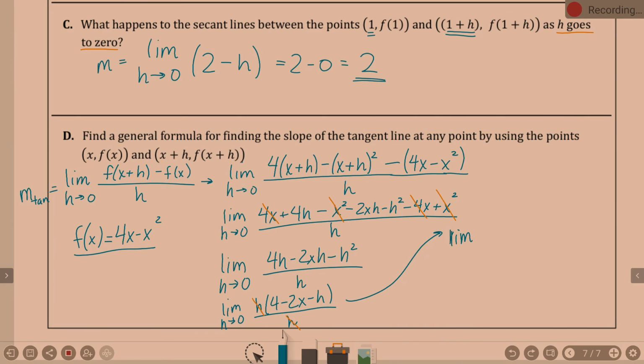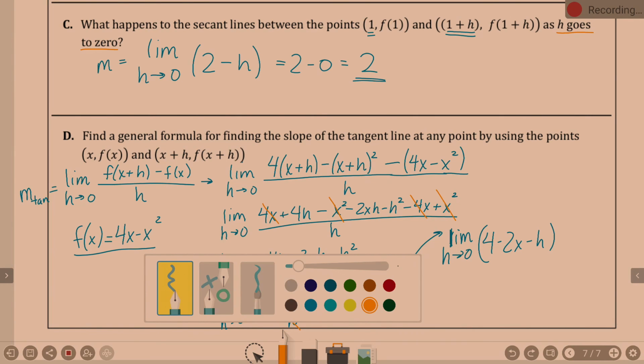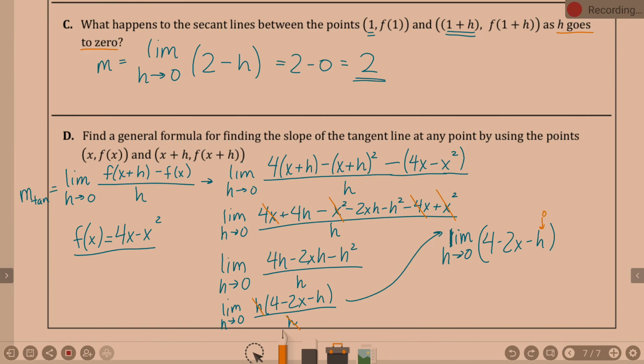So the limit as h approaches 0 of 4 minus 2x minus h. How do we do a limit? If it's as h approaches 0, every place you see an h, plug in a 0, and then we're left with 4 minus 2x. And that is our slope of the tangent line. Okay? That's your general formula for finding the slope of the tangent line at any point on that curve. Basically, you just found a derivative.